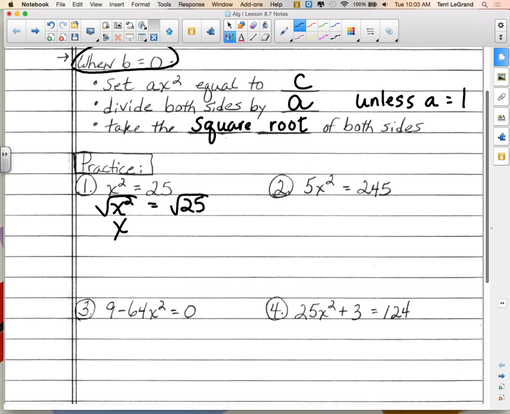Yes, it is 5, but there's another one: negative 5. Remember, there's always a positive square root and a negative square root, because positive 5 times positive 5 is 25, and negative 5 times negative 5 is also 25.